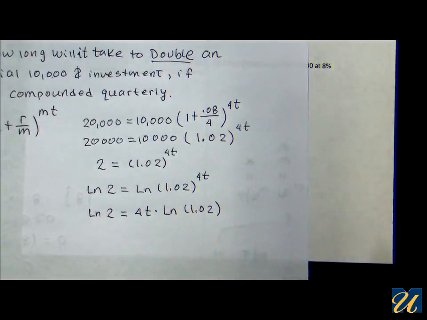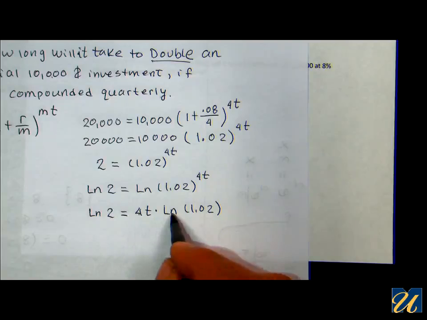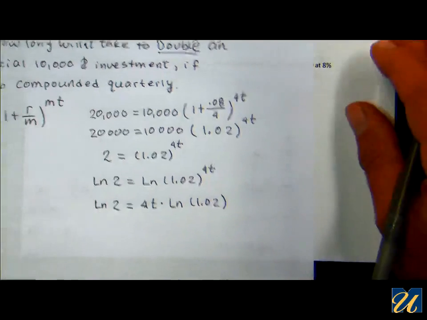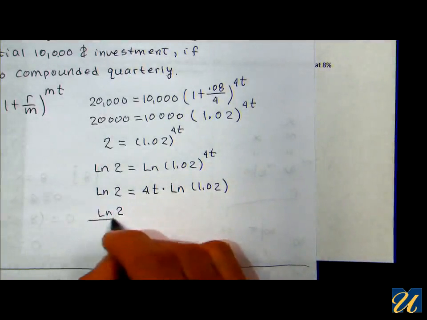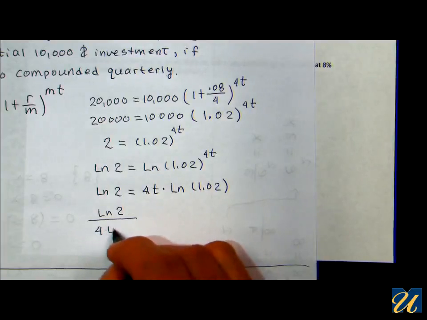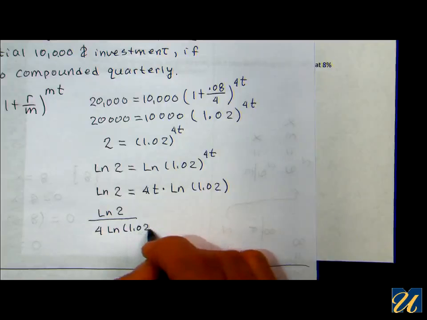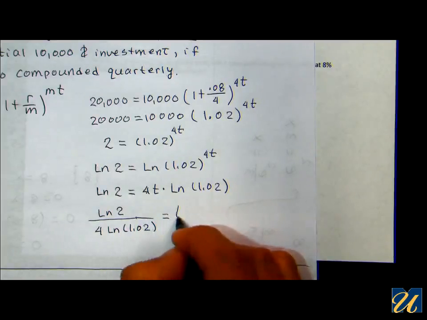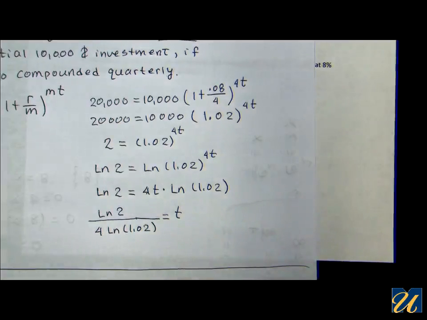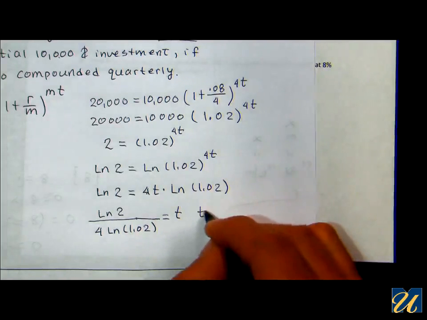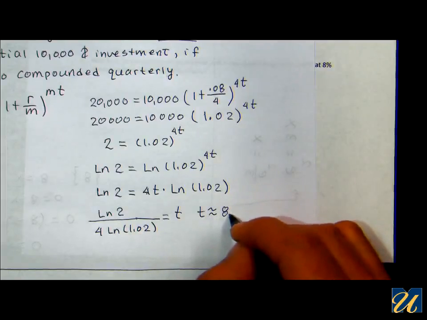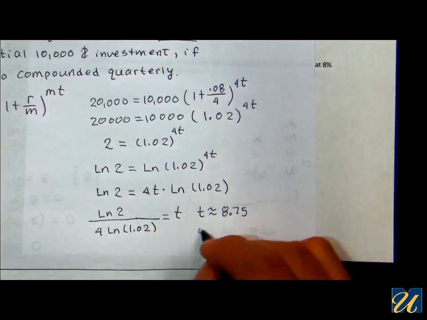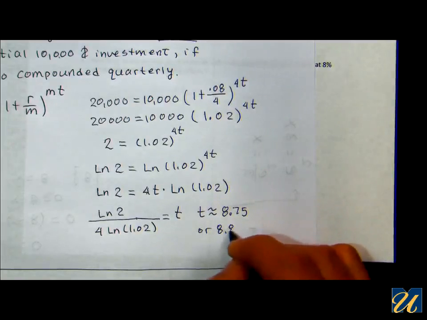Okay? And so we have a 4 multiplier, and we have this number as a multiplier. That's okay. We can get rid of all of that by division. So we'll divide both sides by 4 natural log of 1.02, and that'll be t. And you can work that out on the calculator. And that's going to give us t is approximately, let's see, 8.75, or if you wish, about 8.8 years.